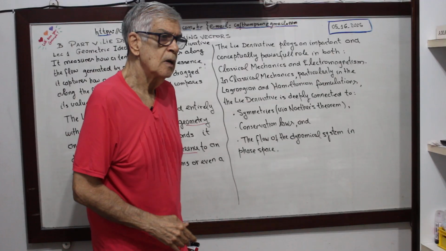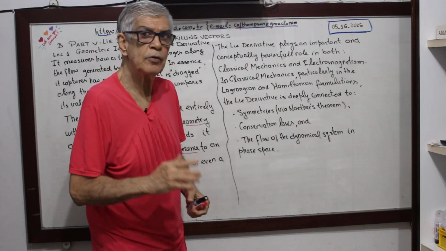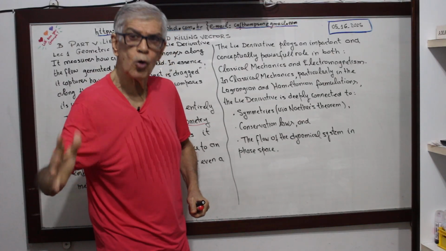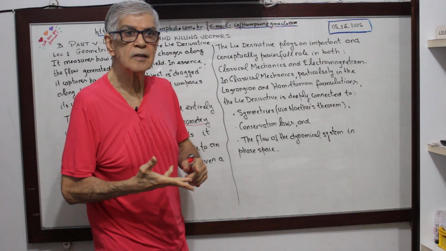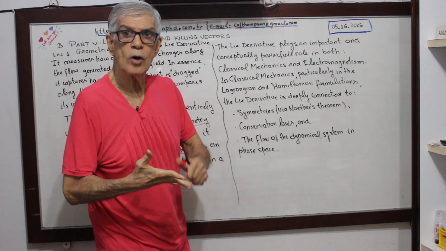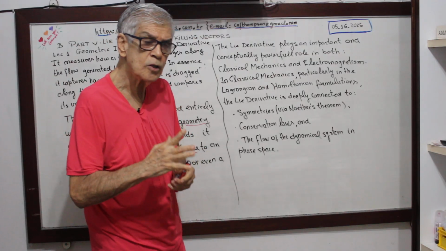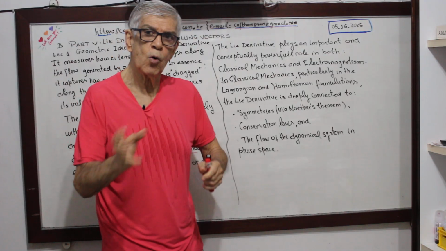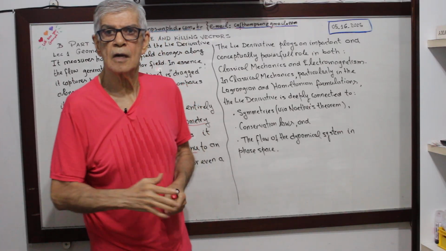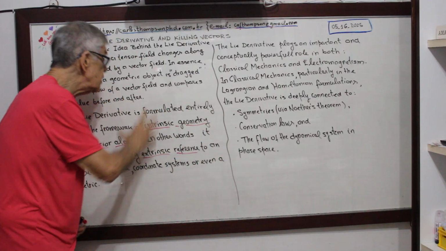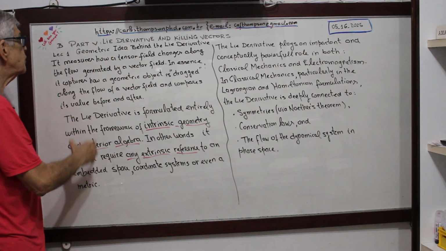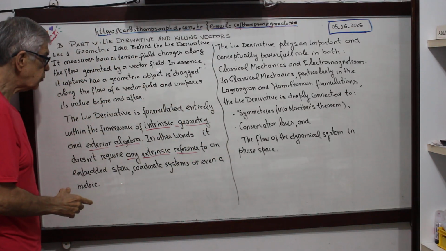You see, phase space is related to the Hamiltonian, okay? It is the coordinates and, in this case, the momenta. The Lagrangian is related to the coordinates and velocities, as we pointed out in previous videos. So that's the idea of the Lie derivative.